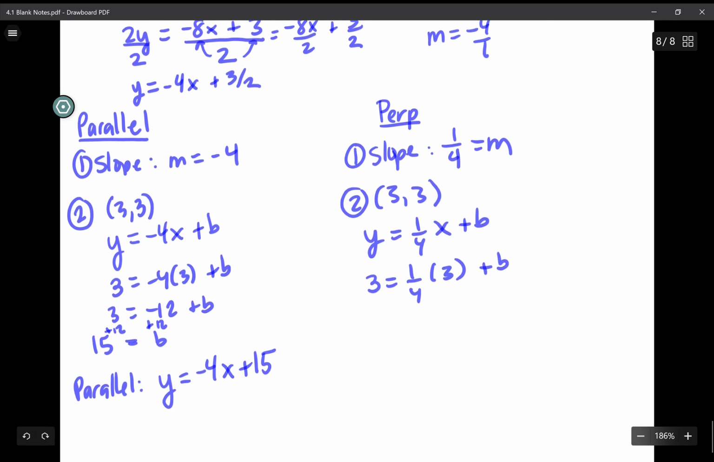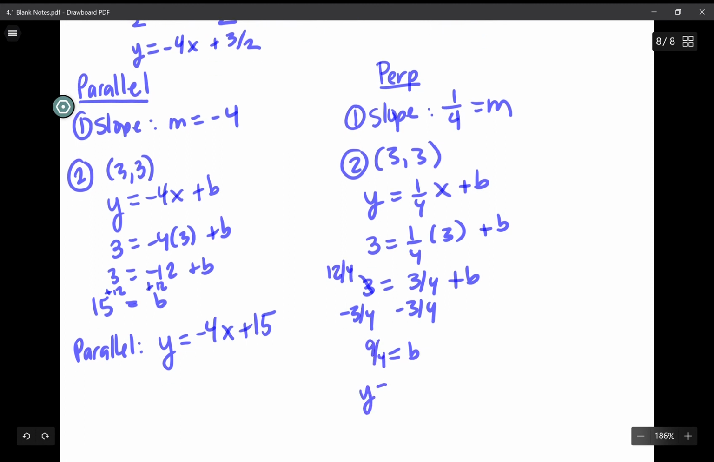I'm not scared of fractions. 1/4 times 3 is 3/4. Subtract 3/4 from each side. b equals, well, 3 is the same as 12/4 minus 3/4 is 9/4. So y equals 1/4 x plus 9/4.